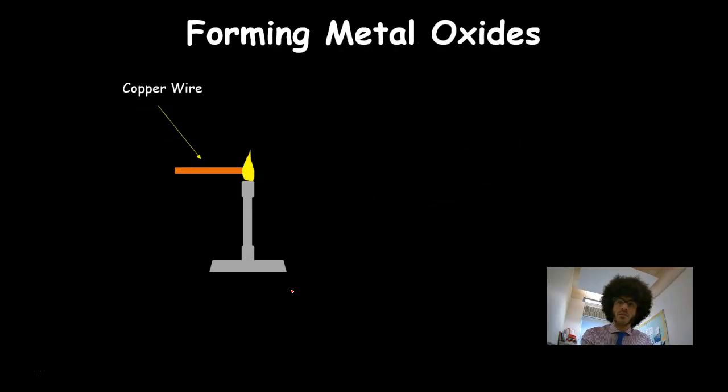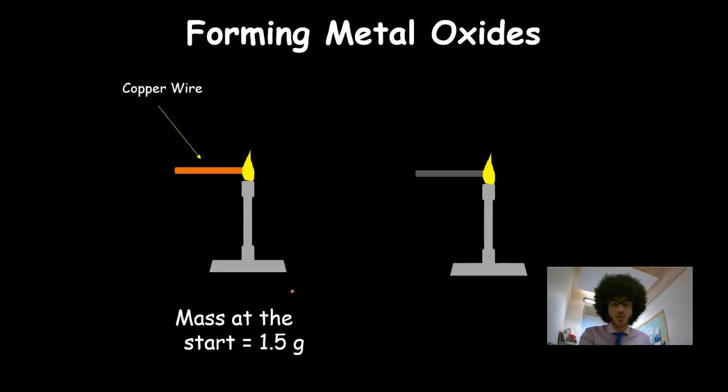First off, I want you to think about a copper wire that's being placed inside the flame of a Bunsen burner. Let's say I weighed it at the start and the mass was 1.5 grams. If I leave it in that flame for a really long time, it'll eventually start getting a lot darker. You'll see black powder forming on the outside of it, and the mass will increase. If you weigh it at the end, it will have a larger mass than it had at the start, which seems quite unusual. So what's going on here? Why is the mass increasing? Why is it changing colour?